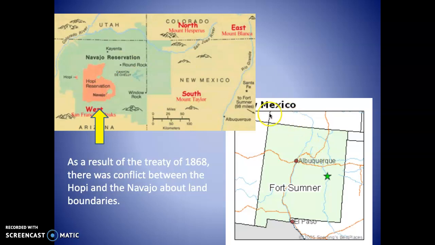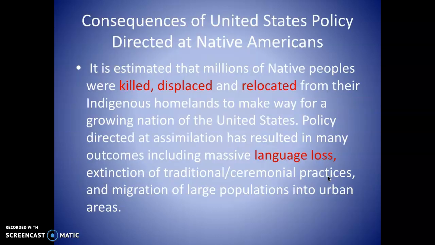Here, this is to show you where Fort Sumner is. The Bosque Redondo was close to Fort Sumner. So think about the Navajo being forced out of their homeland up here in the Four Corners to walk by gunpoint in terrible conditions all the way to this new reservation.